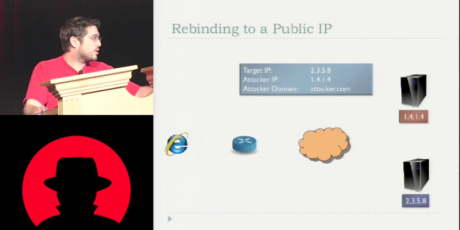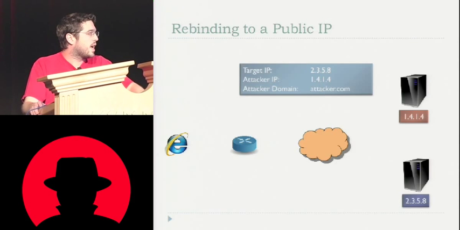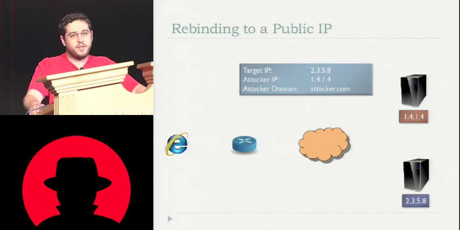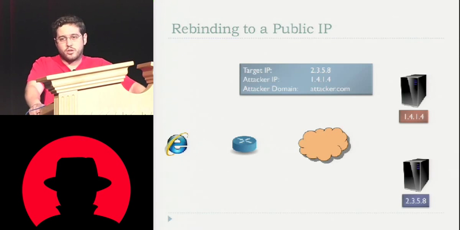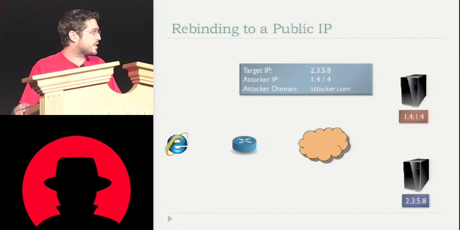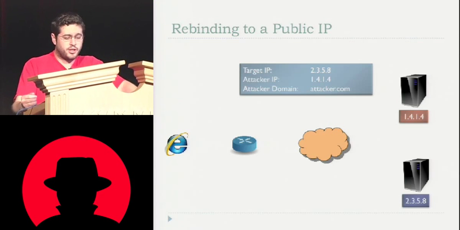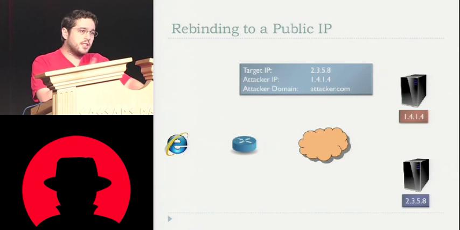So you've got your attacker out there with an IP address of 1414, and he wants to send some malicious content to the web server on 2358. Now, he doesn't want his IP address showing up in the logs for whatever reason. So he's going to proxy his requests through this client who's feeling very safe sitting behind his router. So the attacker registers the domain name of attacker.com, and he convinces this client to browse out to attacker.com.